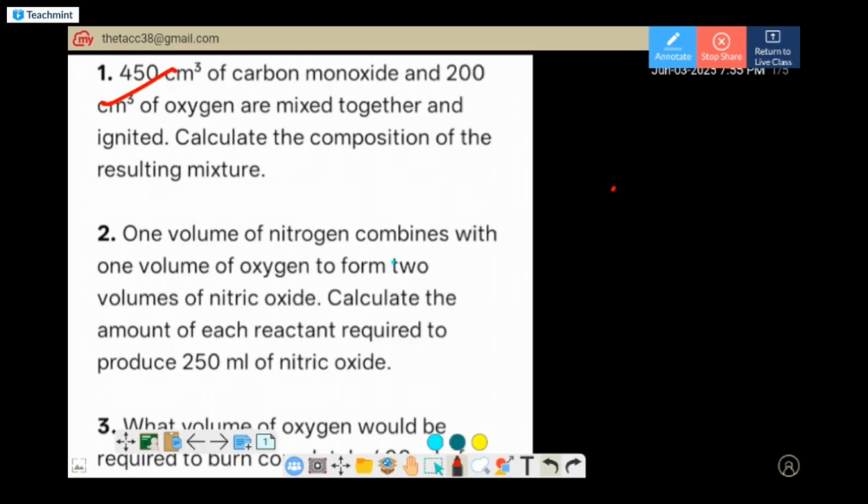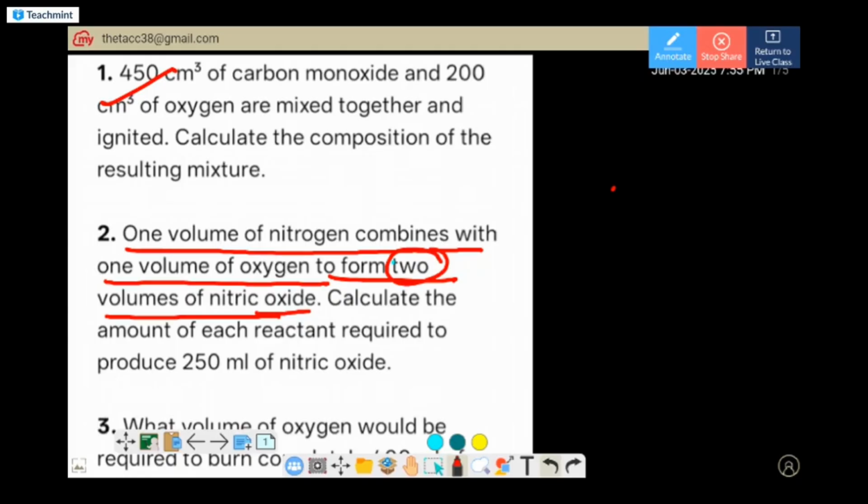One volume of nitrogen combines with one volume of oxygen to form two volumes of nitric oxide. Luckily here the reactants and the products are given. As I said, do not depend on the question. These questions coming from the mole concept and stoichiometry, they do not expect to give you the product side. So you should be very well versed with what the product should be. You have to calculate the amount of each reactant required to produce 250 ml of nitric oxide.